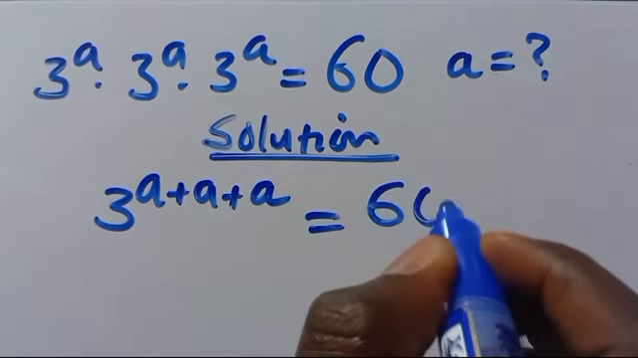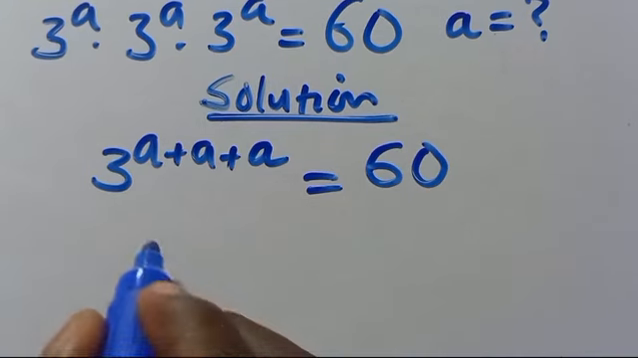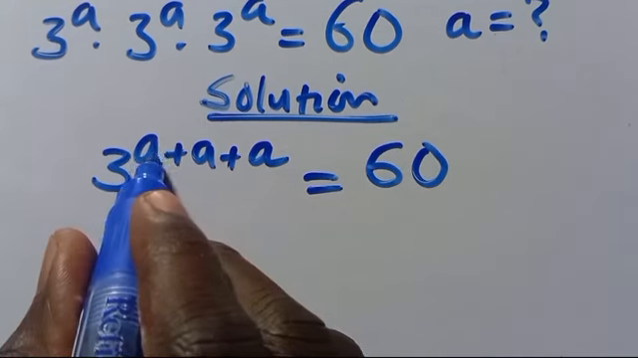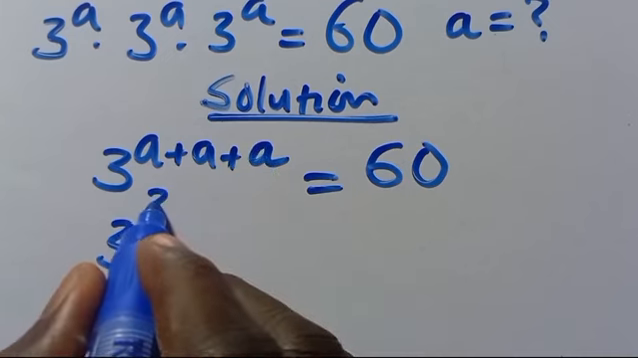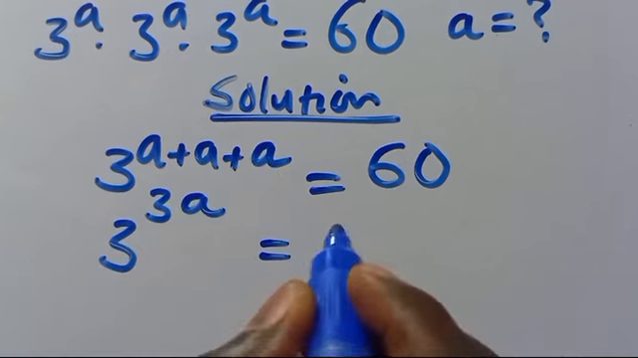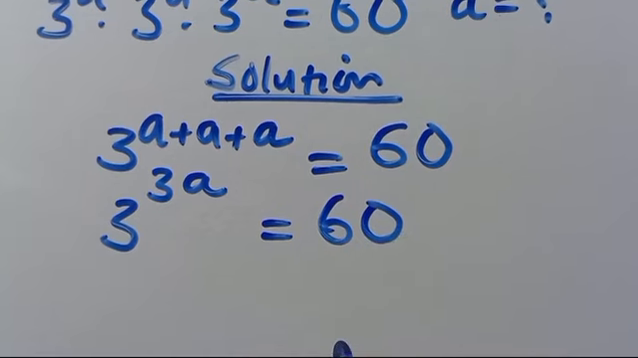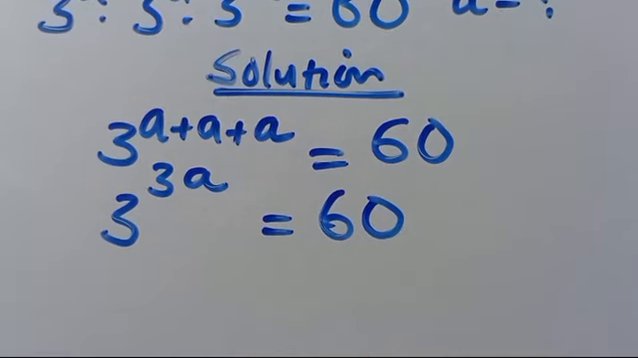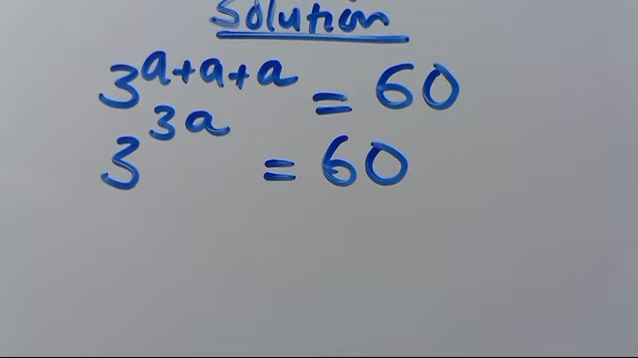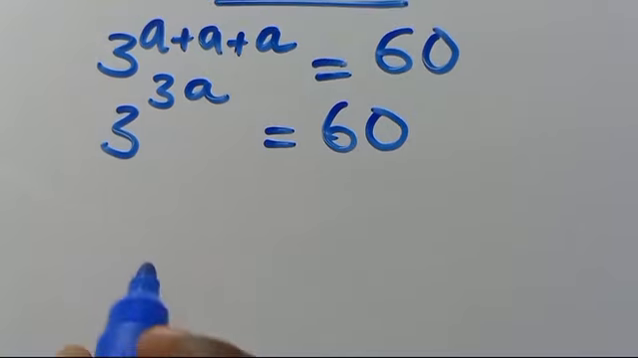equals 60. So from here we have 3 to the power of a plus a plus a, which is 3a, equals 60. So from here, we want to get this power down. Let's introduce log.